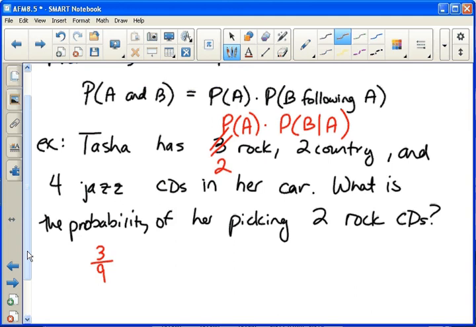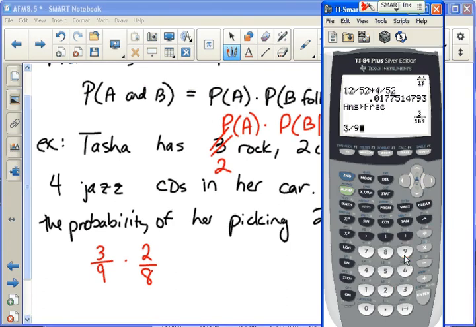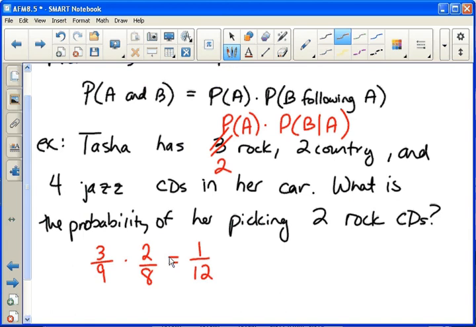So I need to multiply by 2 over 8 for the probability of that second CD she picks also being rock, because I'm taking into account that A has already happened and seeing what the probability of B happening would be. I multiply these together, 3/9 times 2/8. It gives me 1/12. So the probability of B following A is just, okay, now that A has happened, what would the probability of B be?